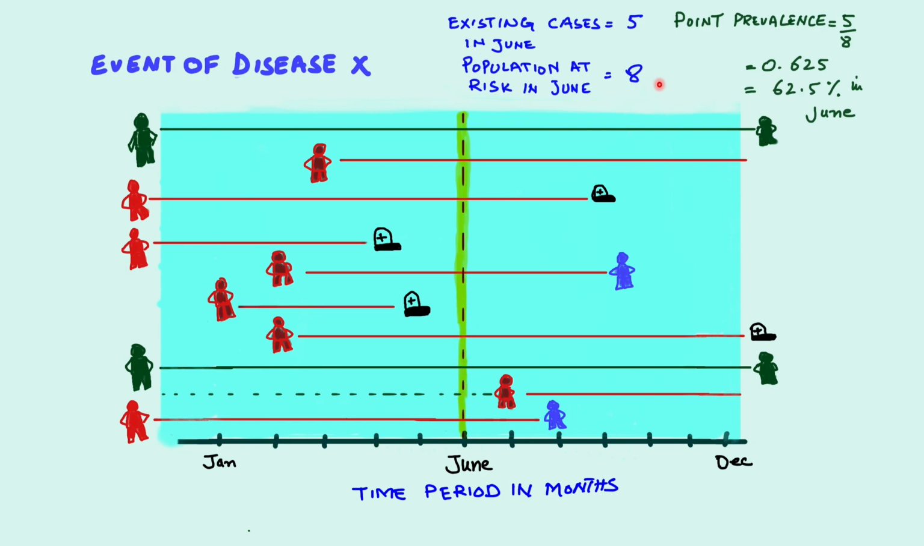So our prevalence is the number of existing cases, which is 5, divided by the total population, which is 8. So 5 divided by 8 is 0.625 or 62.5%. Therefore, the prevalence of disease X in June was 62.5%.